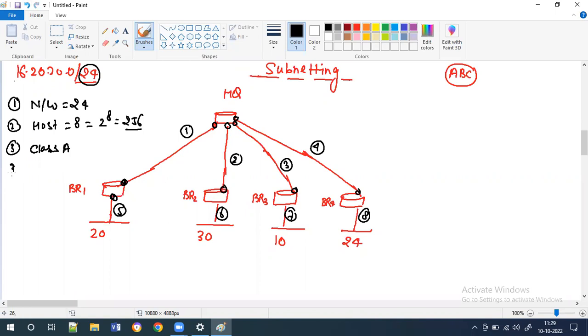Okay, and this is what? Fourth. Is this a classless or classful IP address? This is a classless IP address or a classful IP address? Classful. Subnet mask greater than the default mask. Classless.